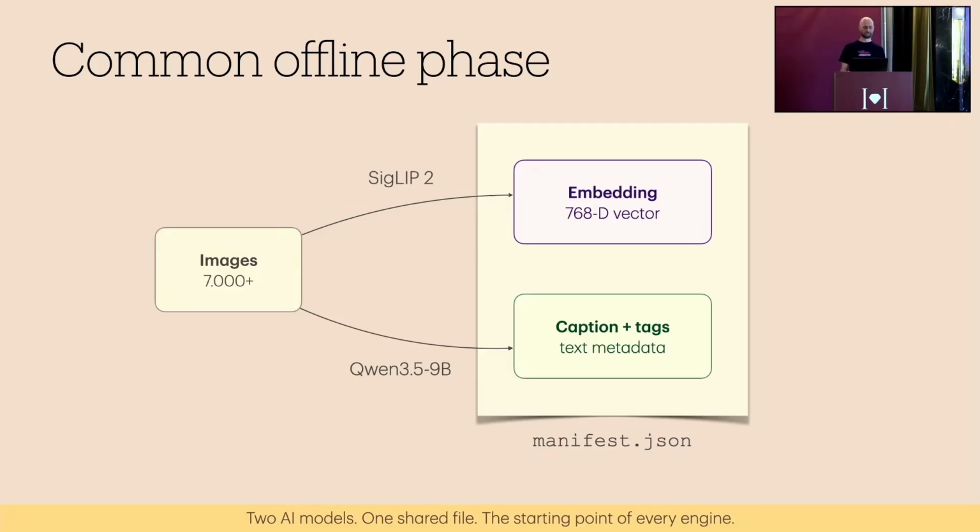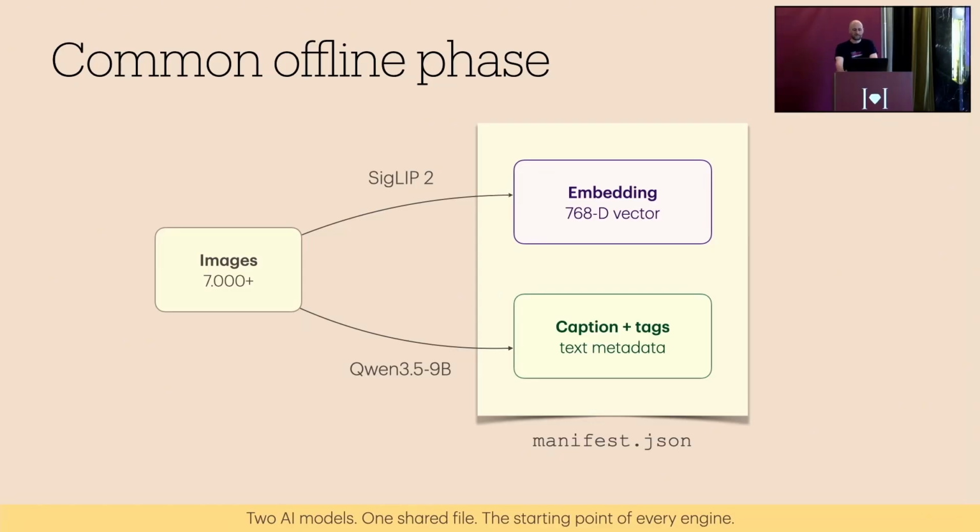Here we are, three engines to solve the same problem. Before any of the three engines runs a single query, every image goes through two AI models. The first one, SigLIP 2, you have already met. It produces 768-dimension embeddings. The second model is Qwen 3.5 9B, a multimodal model from Alibaba, released last February. It's pretty new. It can handle text, images, and video natively. We use it to look into the image and write a caption plus a list of tags.